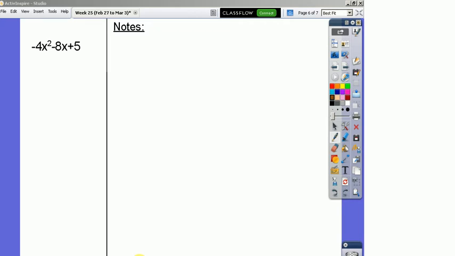All right. So, what do I remember about a leading coefficient that is negative? What do I do with the negative? I change the signs, right? I pull it out, change the signs. So I pull that out, I change the signs. 4x squared plus 8x minus 5. Remember that?